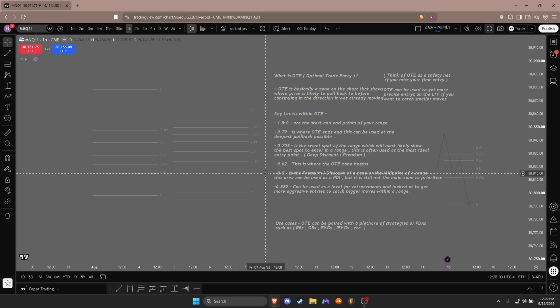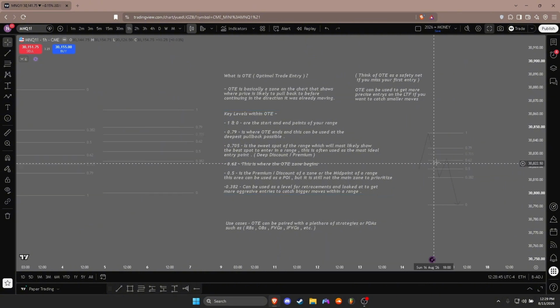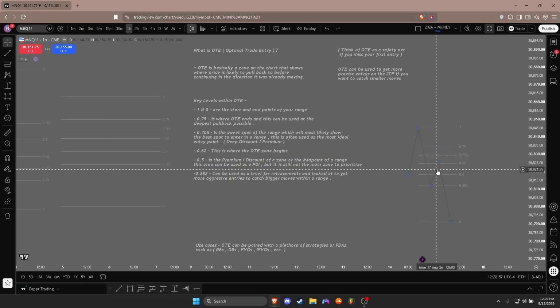0.75 is the sweet spot of the range, which will most likely show the best spot to enter in a range. This is often used as the most ideal entry point or the deep discount slash premium. The 0.62 is also a deep discount slash premium. So the 0.705 zone is the most popular zone because this zone usually lines up with nice entry points. You see how we bounced off that level in between the 0.62 and the 0.705.